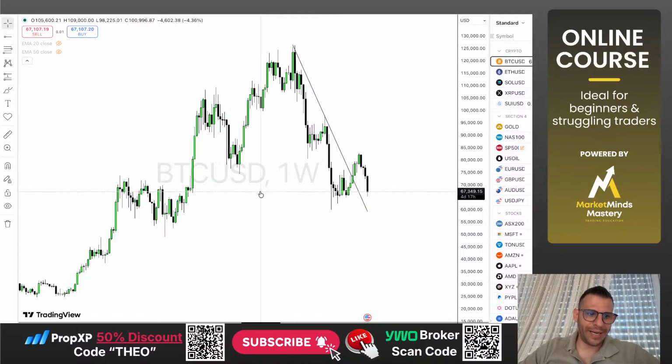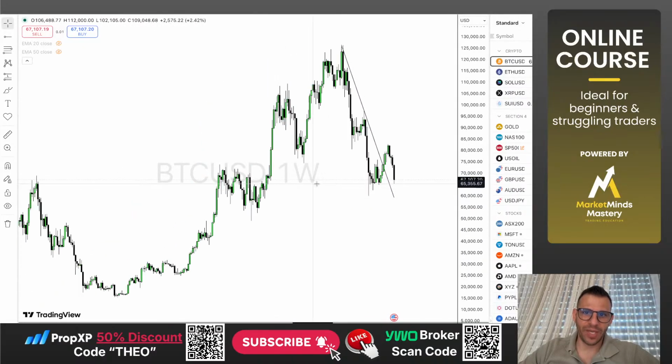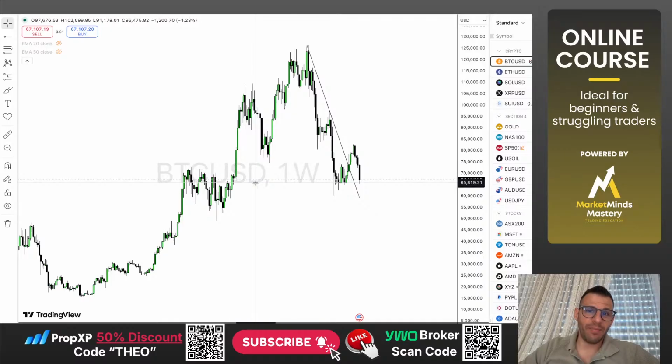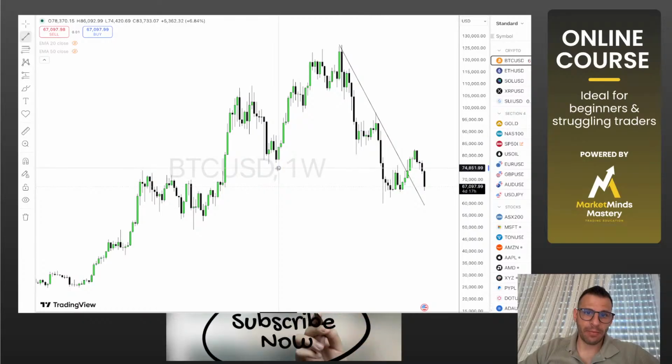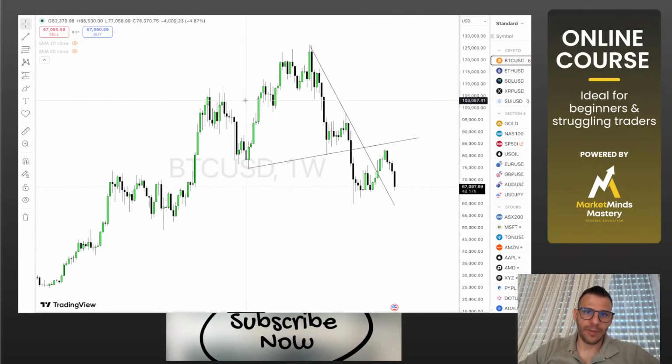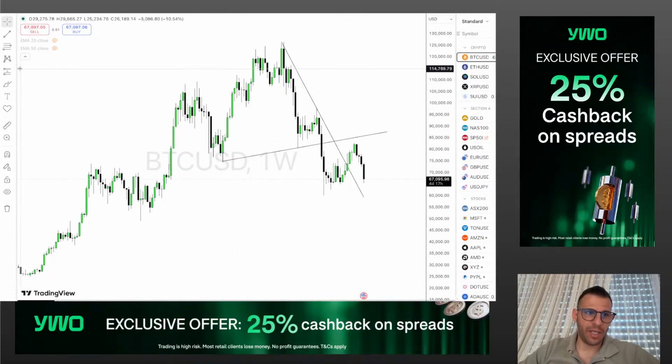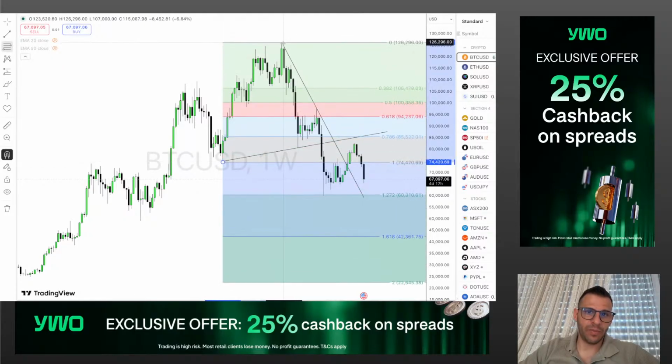So the weekly time frame has a really nice pattern that we call head and shoulders. This one, higher high followed by the break of the neckline. Now we have a lower low, retracement. So based on this pattern here, I expect to see Bitcoin around 22,000.